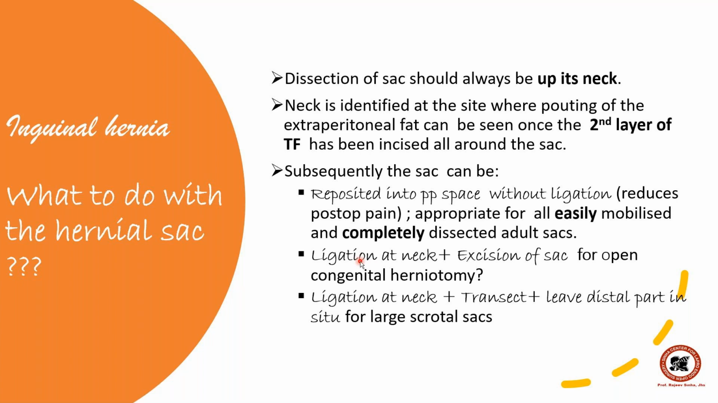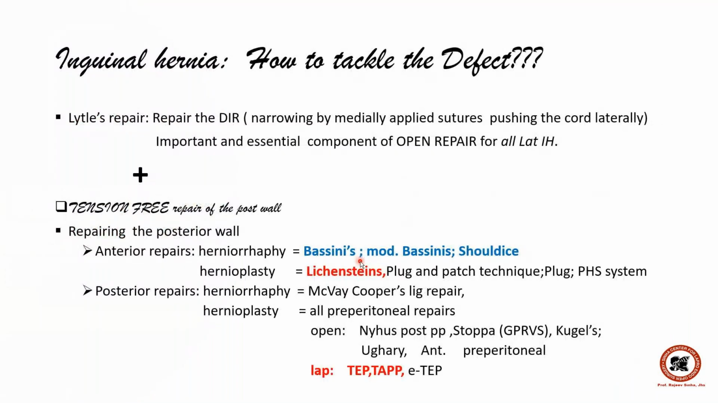So three things can be done with the sac: push it back into the preperitoneal space, leaving it as such. Number two, ligate, excise, and remove the distal part. Number three, ligate, excise, and leave the distal part behind. Three methods. Now, once you've dealt with the sac, what do you do? Deal with the DIR. And what do you do with the DIR, or deep inguinal ring?